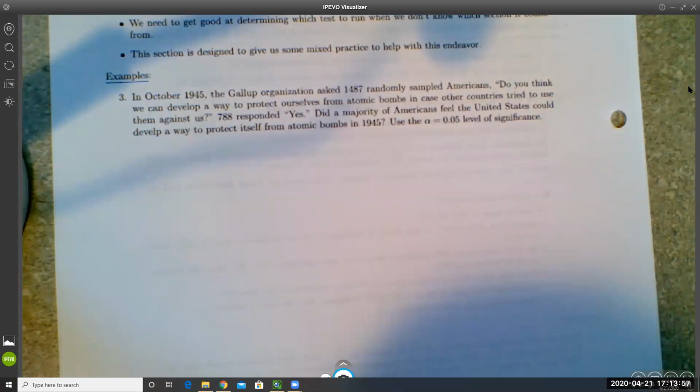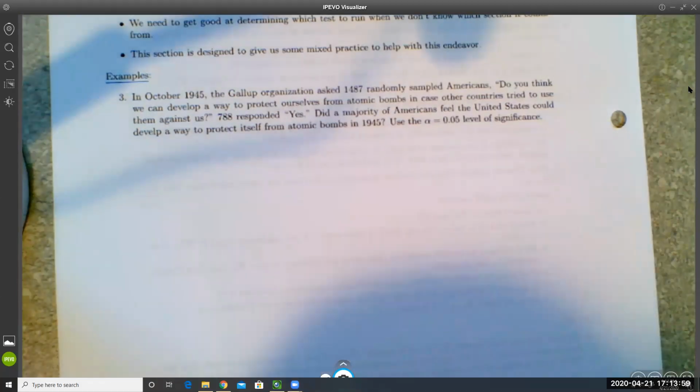In October 1945, the Gallup organization asked 1,487 randomly sampled Americans, do you think we can develop a way to protect ourselves from atomic bombs in case other countries try to use them against us? 788 responded yes. Did a majority of Americans feel the United States could develop a way to protect itself from atomic bombs in 1945? So we have to figure out what parameter we're testing first and foremost.